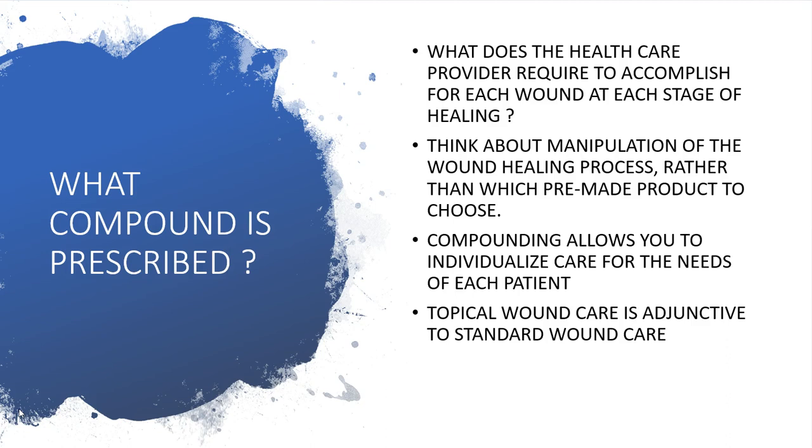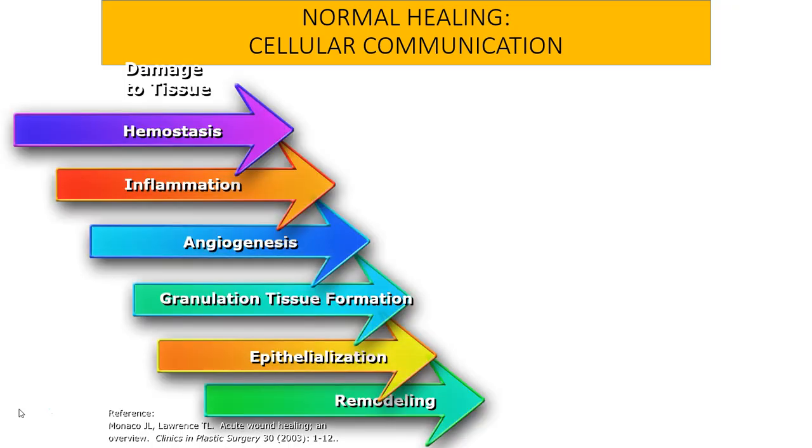So we tend to pick a product. And there are many excellent wound care products that are out on the market. My thought has always been, what do I need to accomplish with a particular patient and a particular wound? And I think about manipulation of that wound healing process rather than trying to determine what product I want to use. And compounding allows me to look at that patient and the particulars of that patient and the particulars of their wound and say, what is it that I want to accomplish, and go ahead and accomplish that. So I do this together with standard wound care.